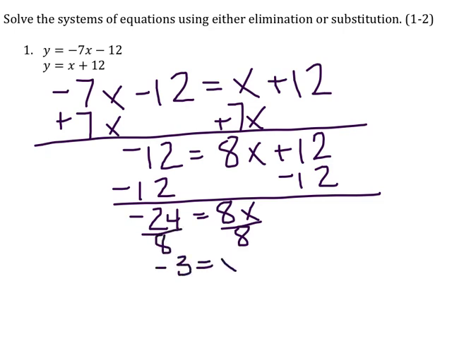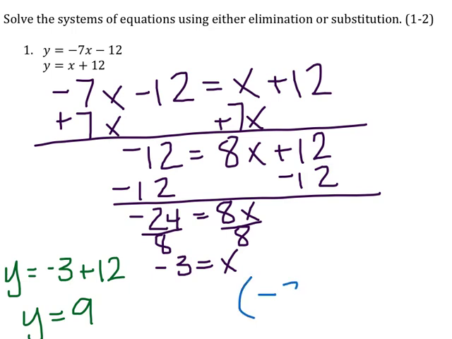Negative 3 equals x. Once you have negative 3, we need to take that and plug it into one of our original equations to find y. Y equals negative 3 plus 12. So that means y equals 9. Remember to write your final answer as an ordered pair, x comma y, so it would be negative 3 comma 9.